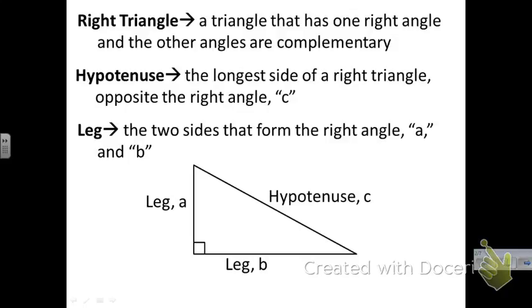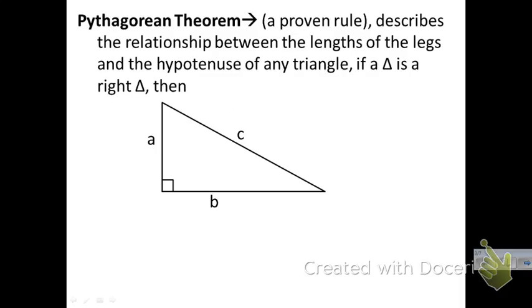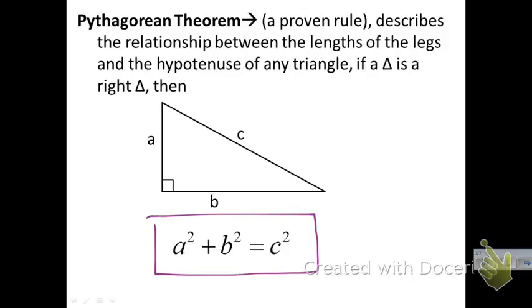The other two sides we call legs. We have A and B. They form the right angle. It doesn't matter which one's which. You could label that B and this one A, as long as you know that the hypotenuse is C. The Pythagorean theorem is a proven rule, and it describes the relationship between the lengths of the legs, so between A and B, and the hypotenuse C of any triangle. And it states that if a triangle is a right triangle, then A squared plus B squared equals C squared. And we actually sang a song to this to help us remember this.